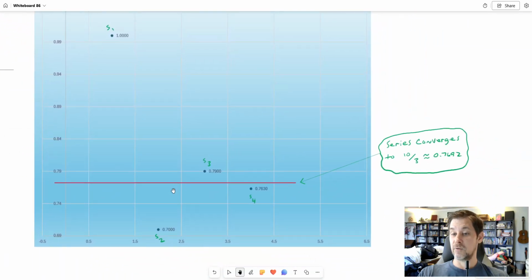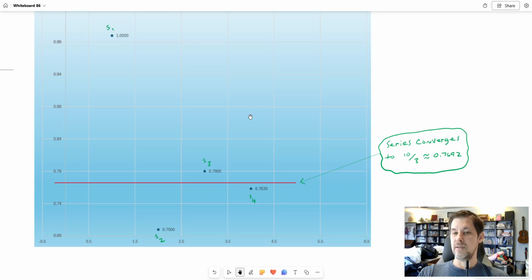So here's a little graph of the partial sums. If I add the first term of that series, which is just the first term of 1, I'll get 1. If I add the first two terms, I'll get 0.7. If I add the first three terms of that series, I'll get 0.79. If I add the first four terms of that series, I'll get 0.763.